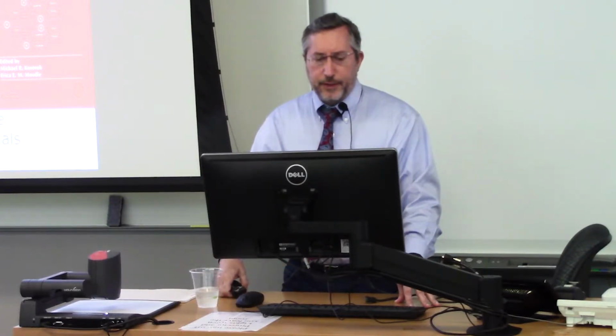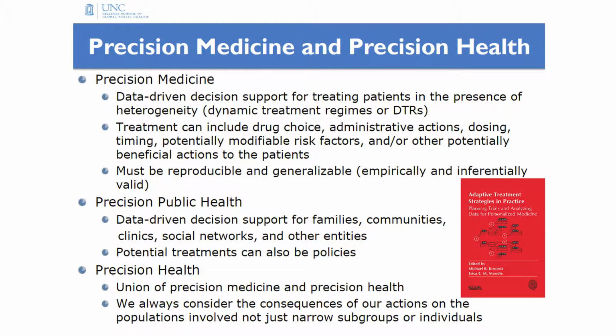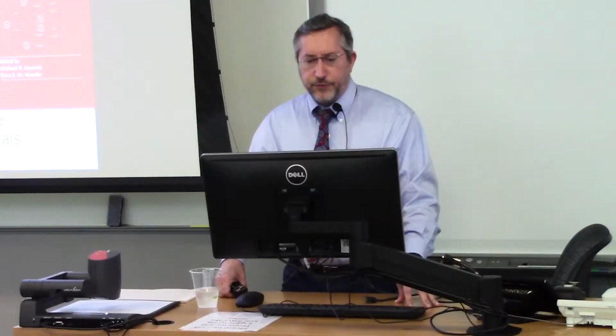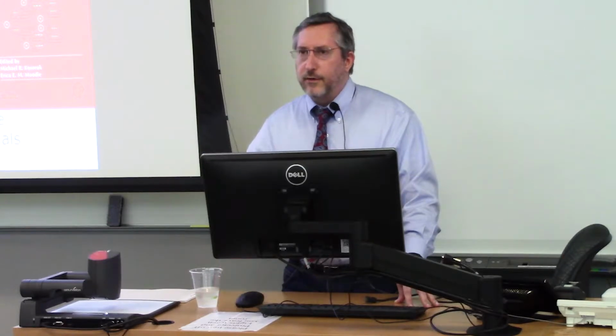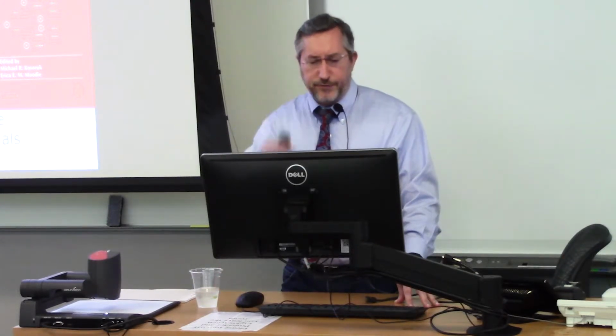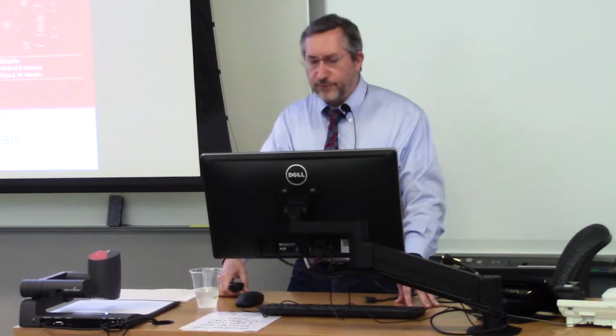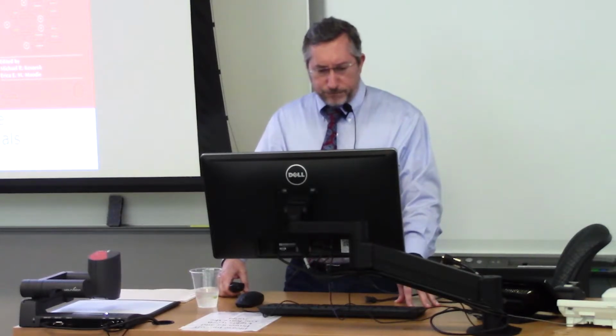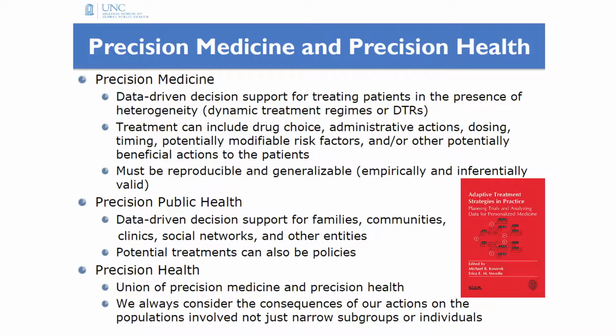Precision public health is just the application of these principles to larger entities for which we might give treatments, including families, communities, clinics, social networks, schools, and other entities, geographic regions. There are other possibilities. Potential treatments could also be policies here. One might look at policy at the county level, the state or national level, as possible actions that one might take. And precision health is a union of all of these ideas.